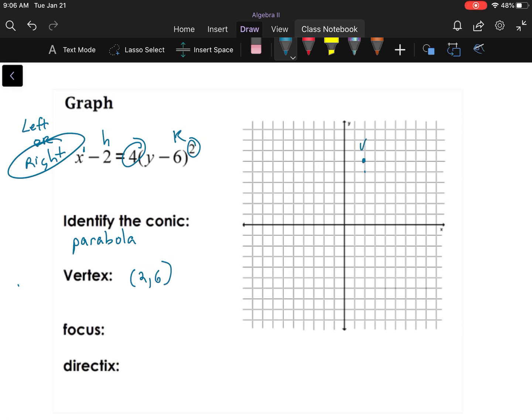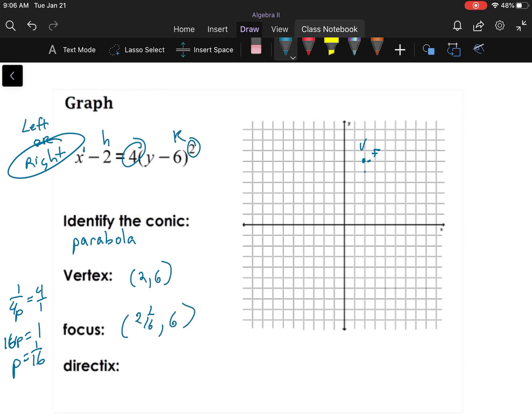there is my vertex. This distance of p, remember I've got to find by 1 over 4p is equal to 4. Then I'm going to cross multiply. Sorry, 4 times 4 is 16, not 4. Divide by 16, and p is 1/16. So I'm going to go just an itty bitty little smidge right there, and it's going to turn into 2 and a 16th, comma 6 for my focus.